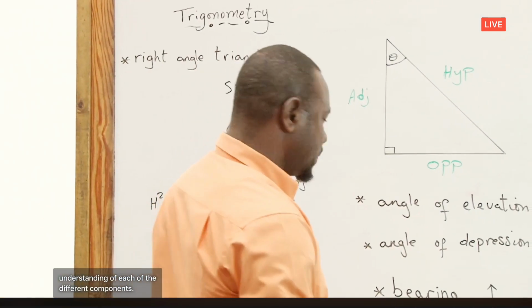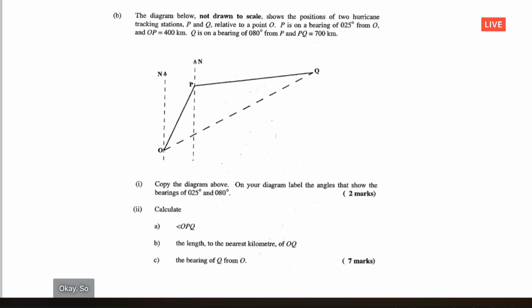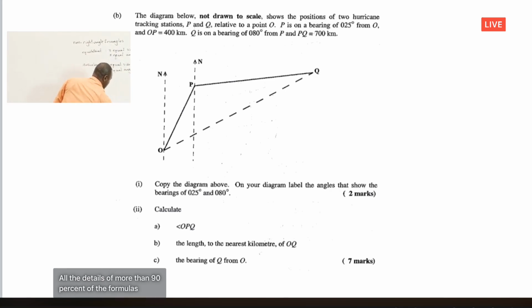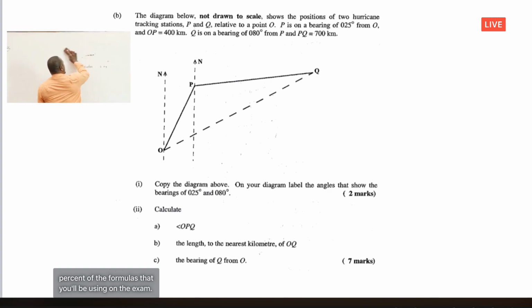Okay? So, I'm going to erase the board. Please don't forget the formulas. And if you do forget the formulas, no problem, because the formula sheet gives you all details of more than 90% of the formulas that you will be using on the exam. Okay?